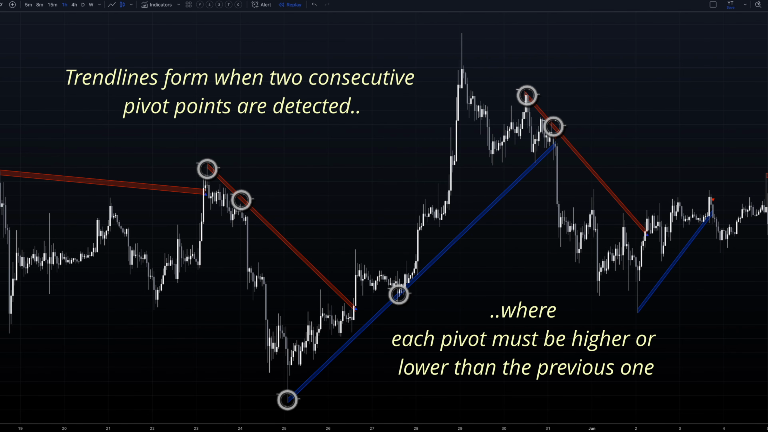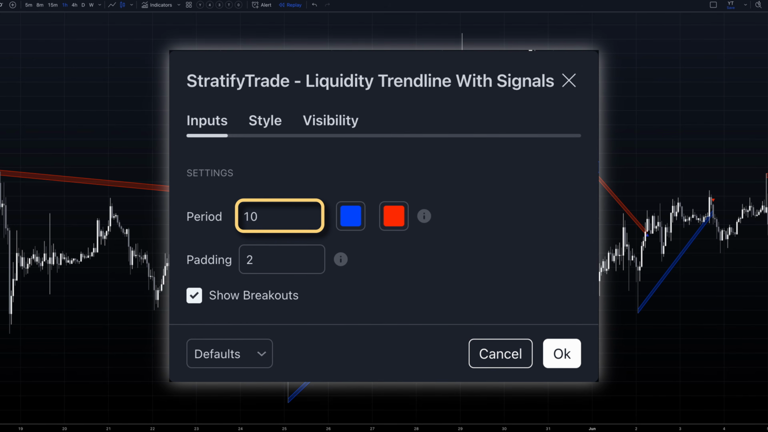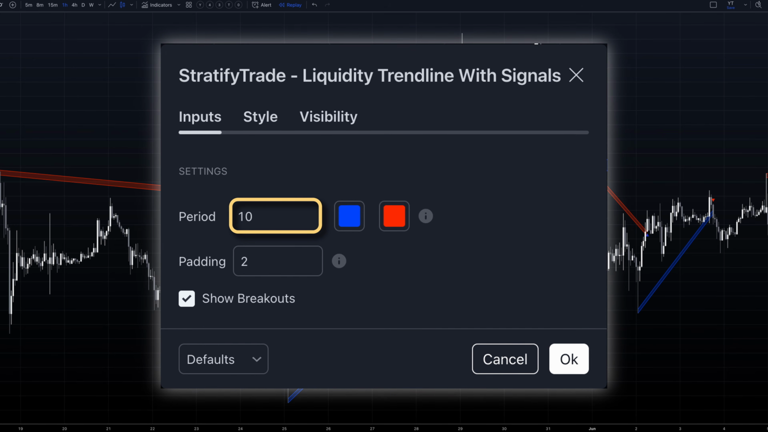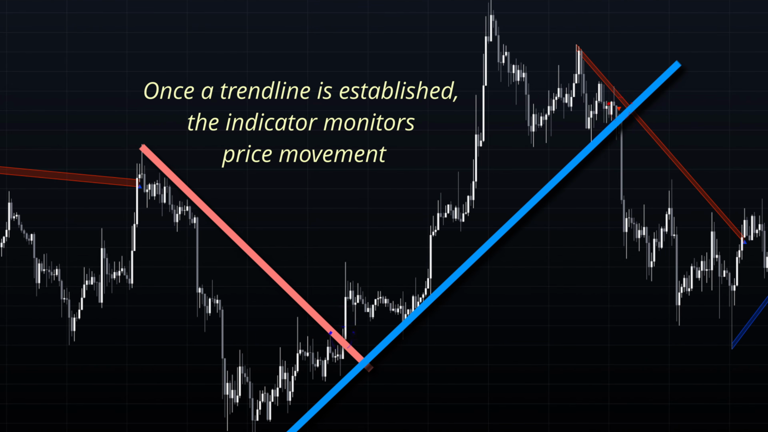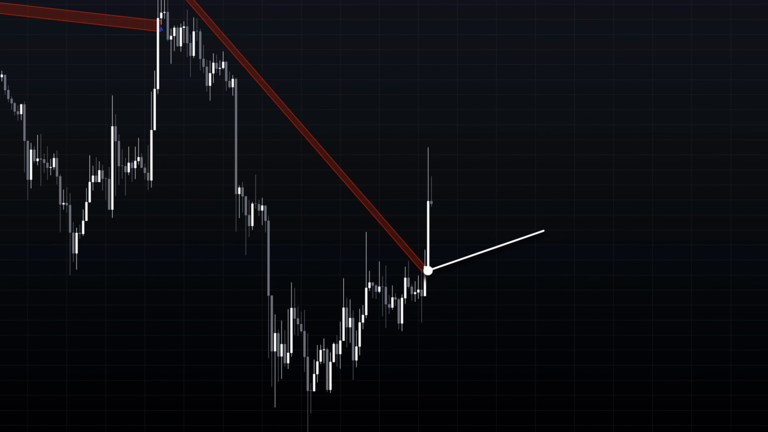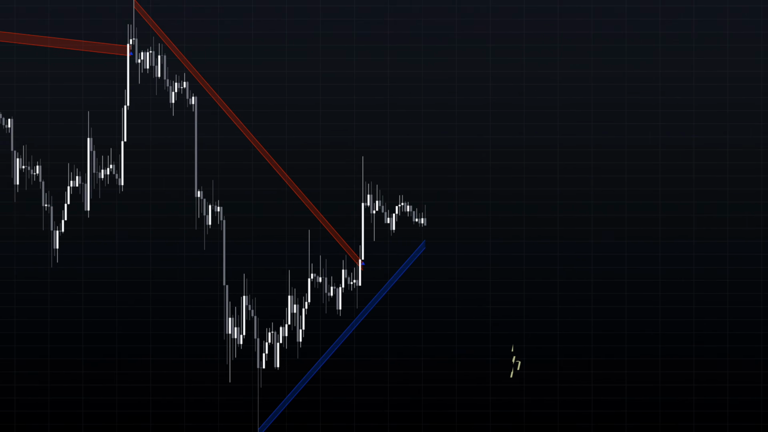Trend lines are formed when two consecutive pivot points are identified, with each pivot being either higher or lower than the previous one. The period input determines the number of bars used in finding these pivots, offering flexibility in how trend lines are drawn. Once a trend line is established, the indicator tracks price movement for any breakouts, and a signal is generated when price moves beyond the trend line, which could suggest a change in market sentiment.